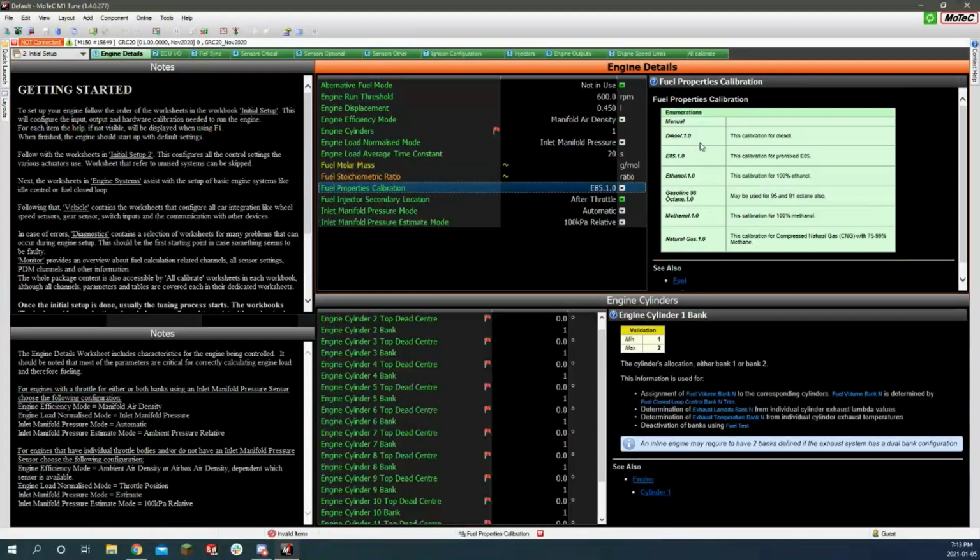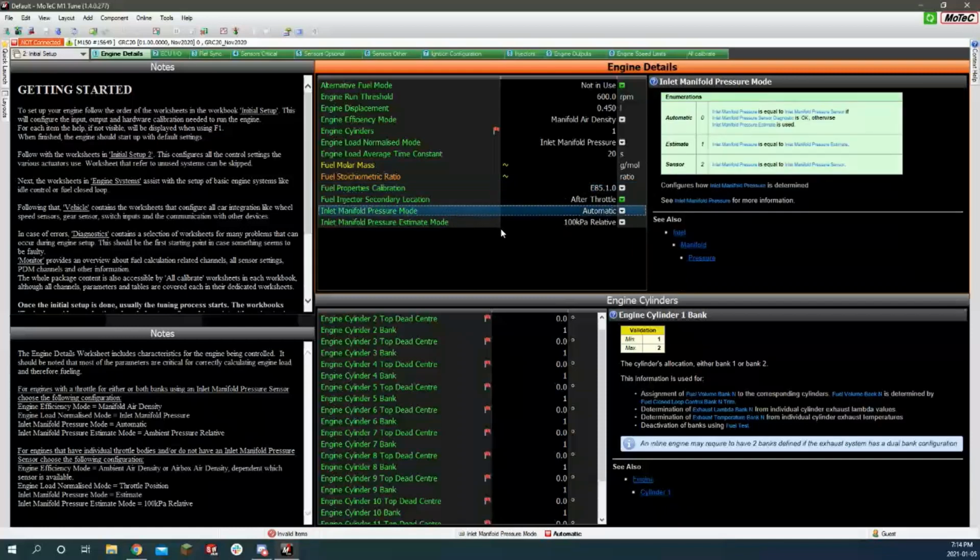You also tell it the kind of fuel you're using, because different fuel types have different air-fuel ratios. So you need to put in a different amount of fuel for however much air the ECU calculates is going into the engine. So that's why it needs to know. We're going to be using E85, so let's choose that. It's a pretty common fuel, so it's one of the things you can select.